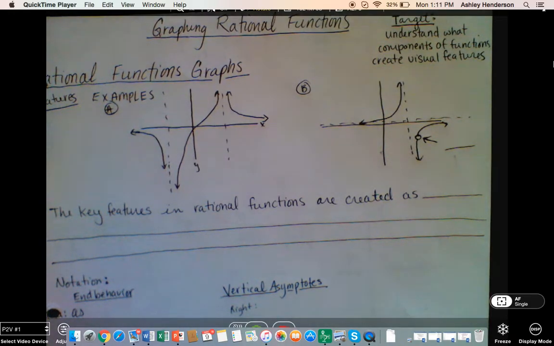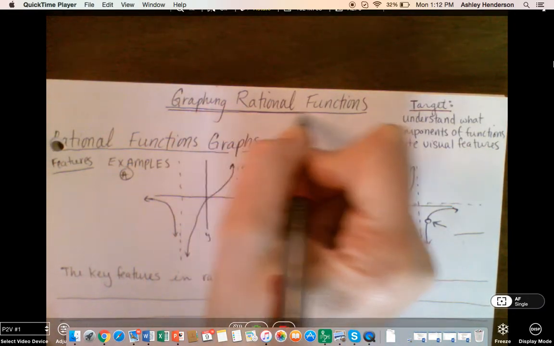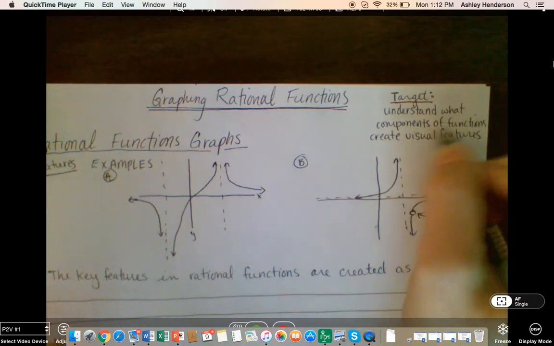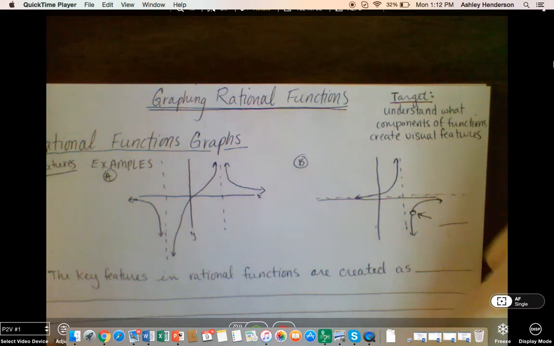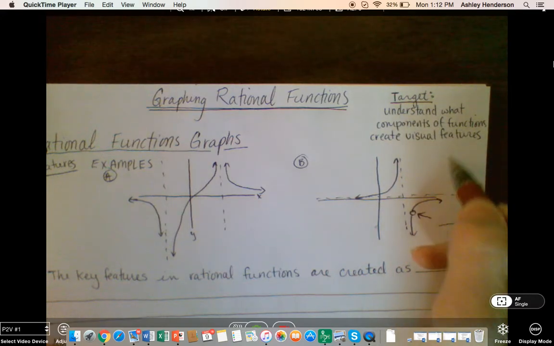Okay guys, notes for today on graphing rational functions. Our big learning target for this section is going to be to understand what the components of functions create visual features. So what I mean by that, in layman's terms, would be what components or what pieces of the equation make these visual features, so things that look different or that are special about rational functions.